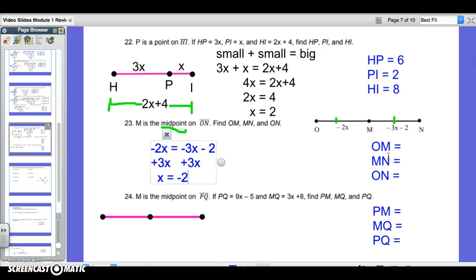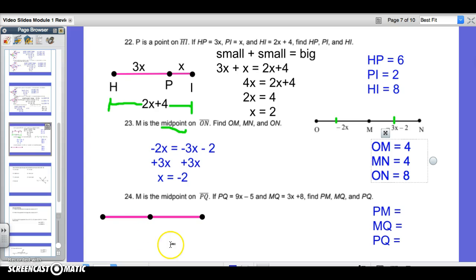Knowing that, plugging it into these formulas right here, so OM, negative 2 times negative 2 is 4. Negative 3 times negative 2 is 6. 6 minus 2 is also 4, which is good. That was the point. And then all the way across, we can add those together, and we get that the entire segment ON is 8.